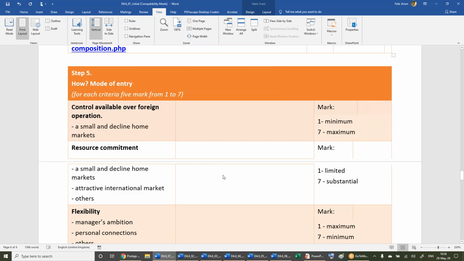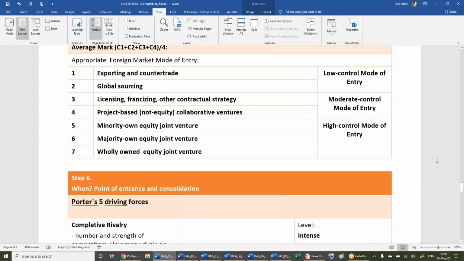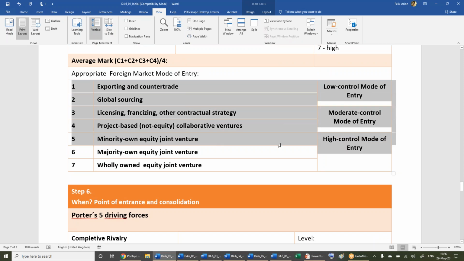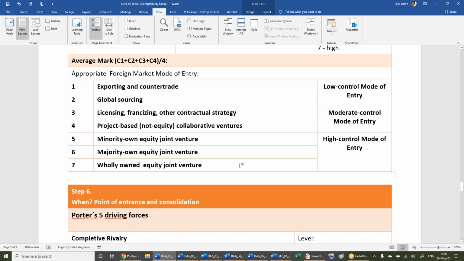Also, step 5 is how to enter that market. Going to that market is generally not easy because there are different kinds of possibilities. The most common ones are these 7. The easiest one is just export, but at the same time you will lose most of the advantages because you are just exporting and that's all. And the most favorable is the wholly owned equity joint venture, so creating your own business in that country, but this is only if you are able to really control the mode of entry.